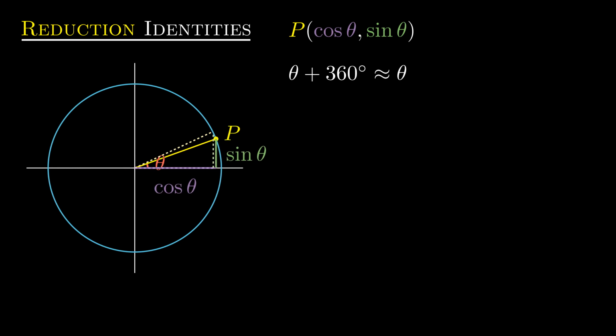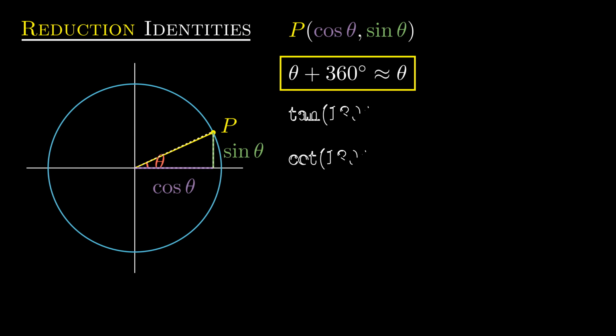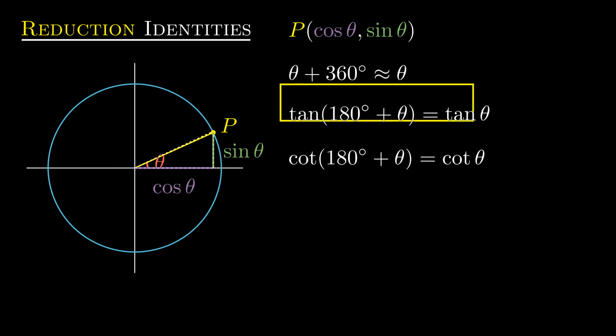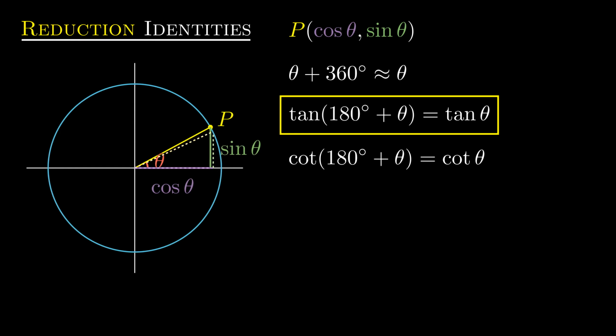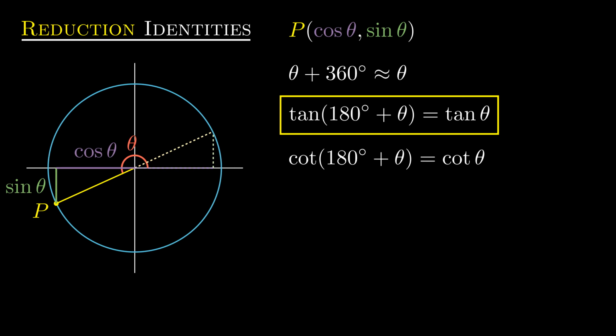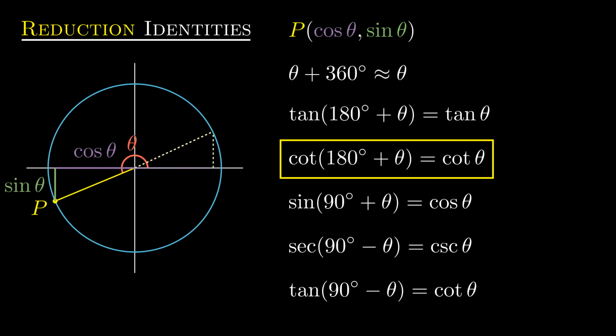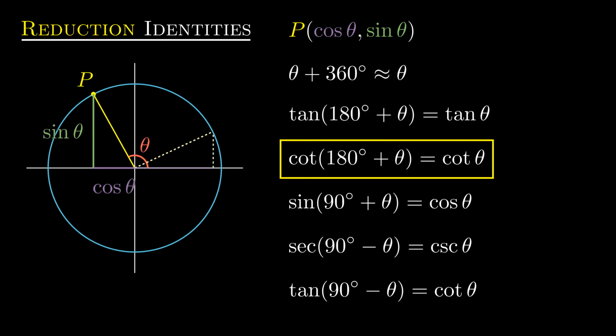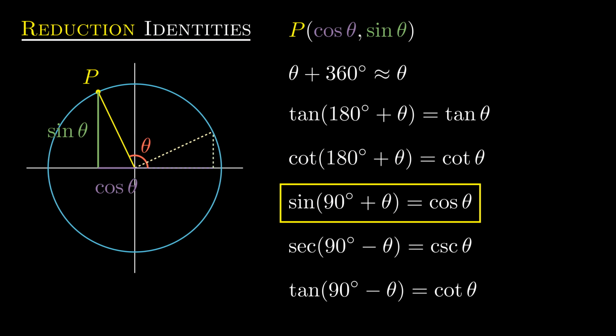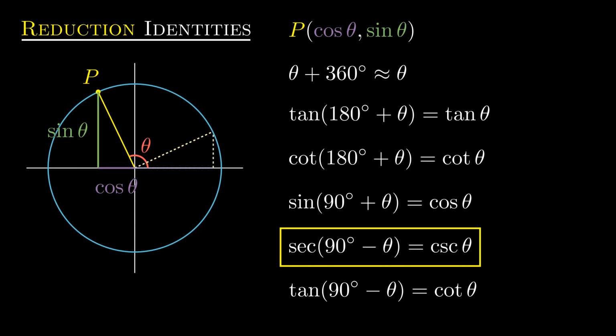And similarly, we can investigate what would happen if we just rotated theta by an extra 180 degrees. We can see here that the slope of the radius to P is the same as before. So we conclude that tangent of 180 degrees plus theta is equal to tangent of theta, and a similar thing for cotangent. What if we added an extra 90 degrees to theta? Then by a similar method, we can conclude that sine of 90 degrees plus theta is equal to cosine of theta, and so on.